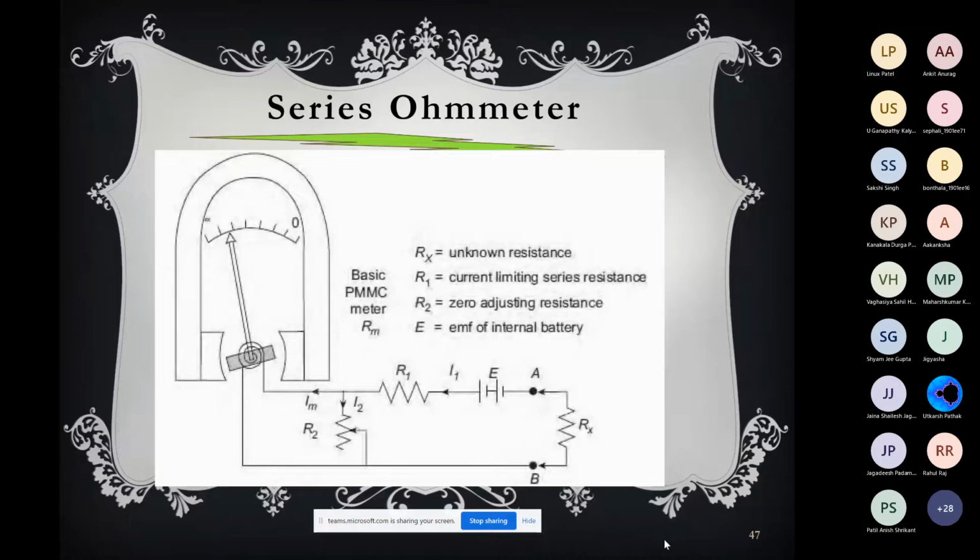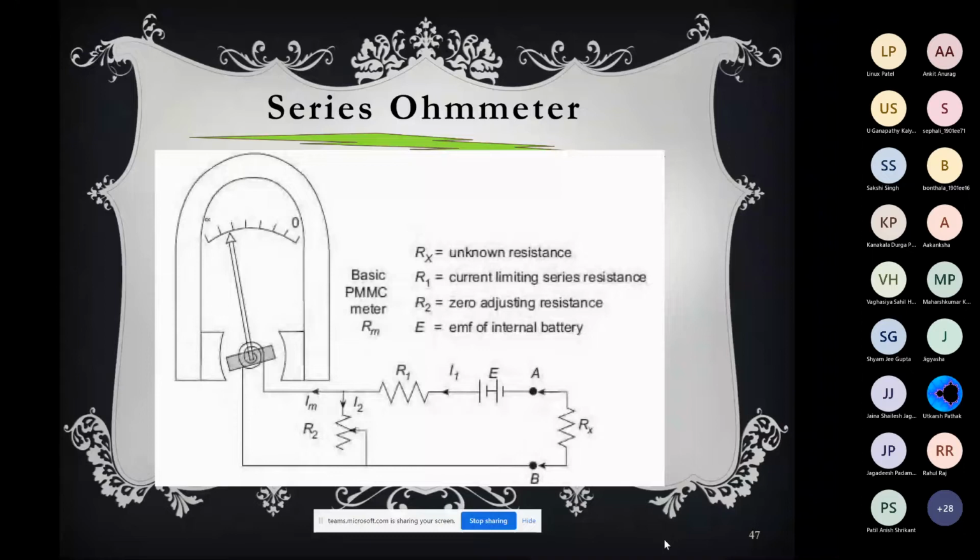So before you start measuring, you short the circuit A and B, and you see whether it is marking 0 or not. When it marks 0, that means full scale current is going inside it. If it does not mark 0, that means full scale current is not going inside. So if it is not marking 0, your calibration has changed, that means your EMF of E has changed.